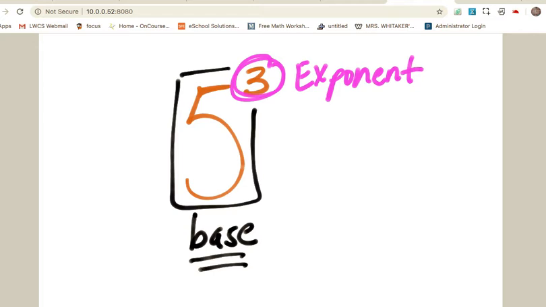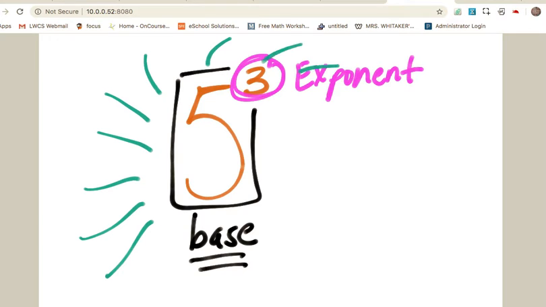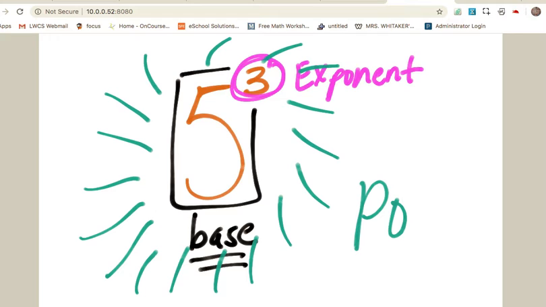The whole entire thing, the base with the exponent, is called a power. You need to know that. So we have the base, which is the big number that we're multiplying, repeated multiplication. The little number beside it is called the exponent, and the whole thing is called the power. Okay, so let's talk a little bit about how we do this.